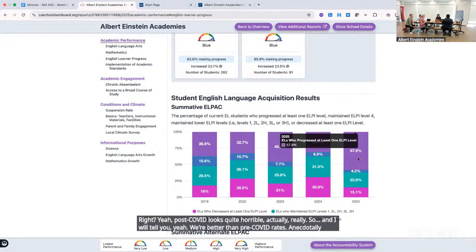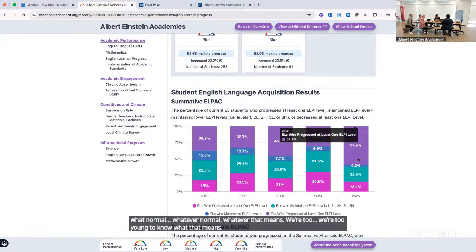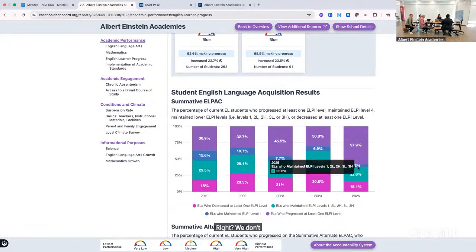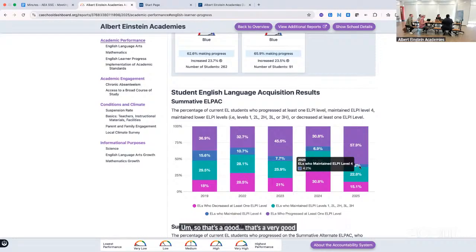Anecdotally, teachers are starting to say this is the first year that it started to feel like whatever normal was. Quote, normal, whatever that means. We're too young to know what that means. We don't remember pre-COVID. God, that was a different myself. Yeah, that was a different timeline. So that's a very good indicator.